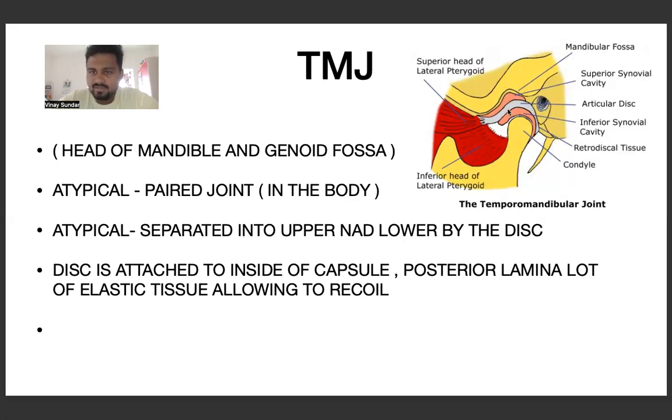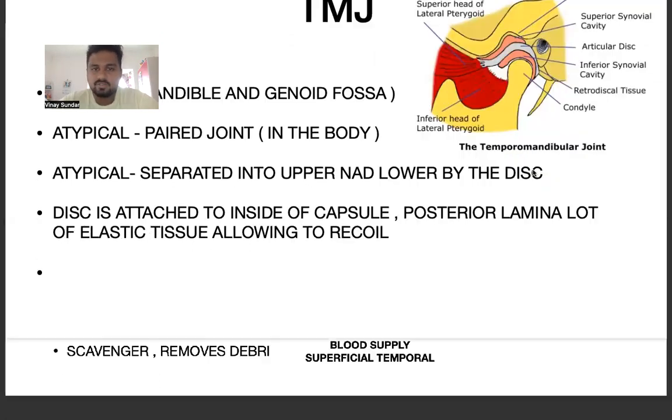And obviously this is the disc, which is going to divide it into two cavities, the superior synovial cavity and the inferior synovial cavity. Retrodiscal. Retro means going behind. So one which is present behind the disc is retrodiscal tissue, and this is our favorite condyle. So can someone identify this? It's a styloid process. Yeah.